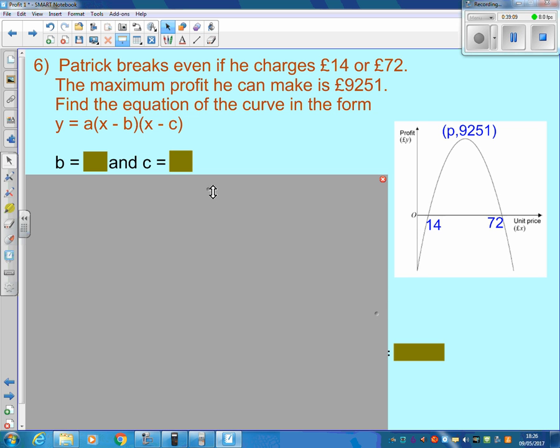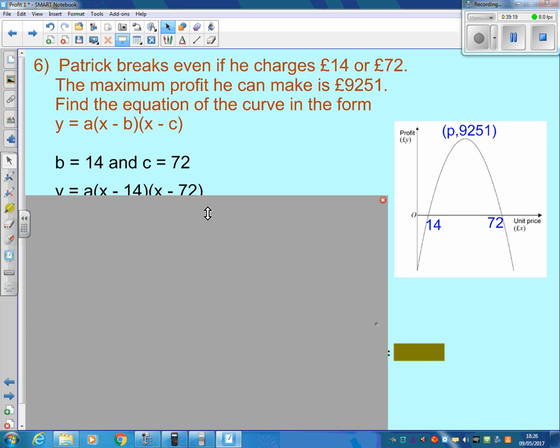Write the equation in that form. Well, we can say straight away, we've seen it before. The break-even values, they go here and here. So b is 14, c is 72. So if I replace the b by 14, the c by 72, I get this. And that means what I'm saying is if x is 14, this comes to 0. And whenever I multiply anything by 0, I get 0, so no profit.